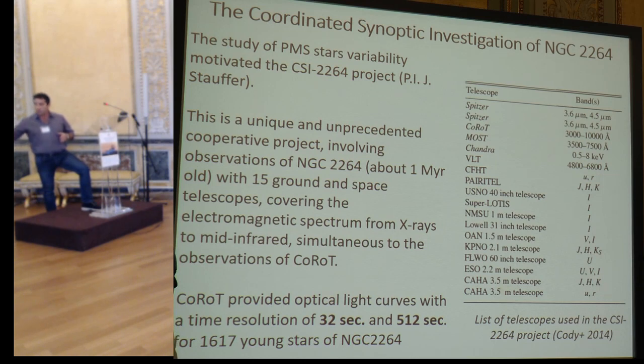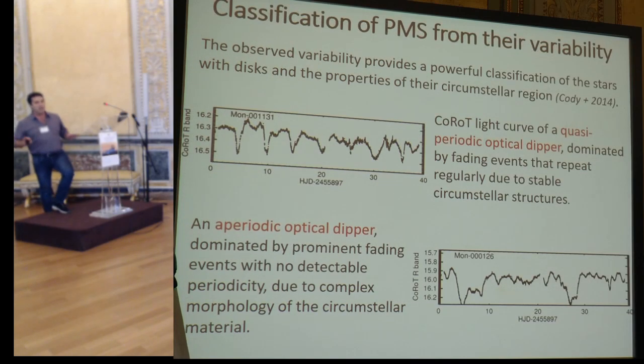Now, in the rest of the talk, I'm going to show you what I think are the main results of this project, hoping that this will show how powerful the analysis in the time domain of protoplanetary disks is. For instance, just by looking at the shape of the light curves, you're already able to understand what are the main phenomena occurring very close to the star, and make a preliminary classification of these young stars with disks.